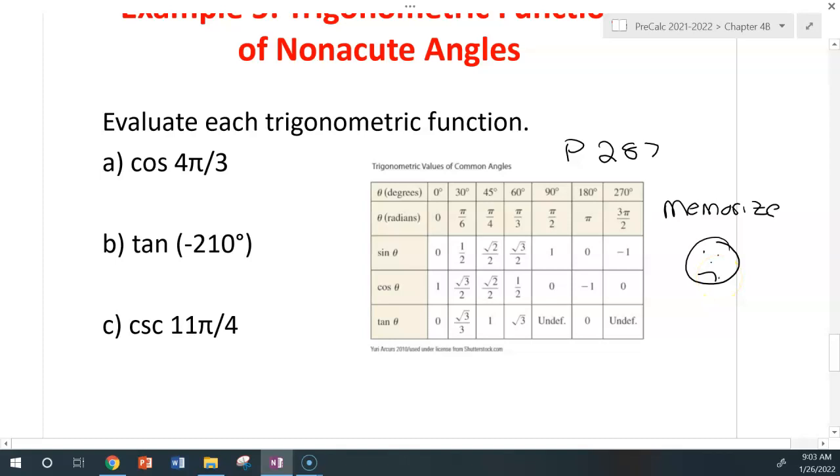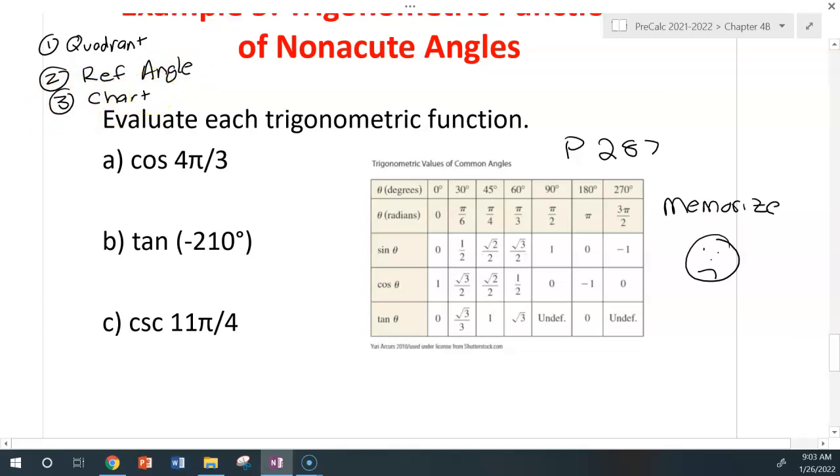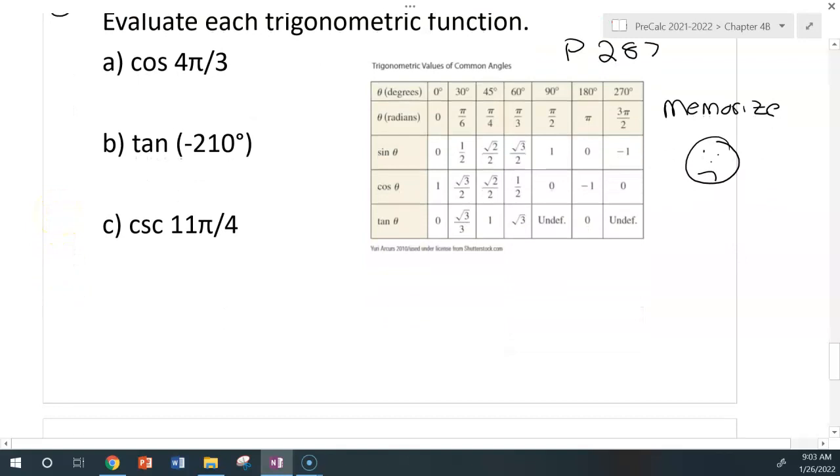So for the first one, cosine of 4 pi over 3, here's how we're going to do this. First thing we need to do is find the quadrant. The second thing we need to do is find the reference angle. And then the third thing we're going to do is go to the chart to get the value that we're looking for. The first one is 4 pi over 3. So I'm going to draw myself a picture.